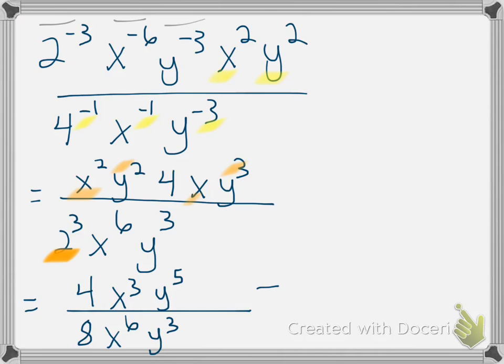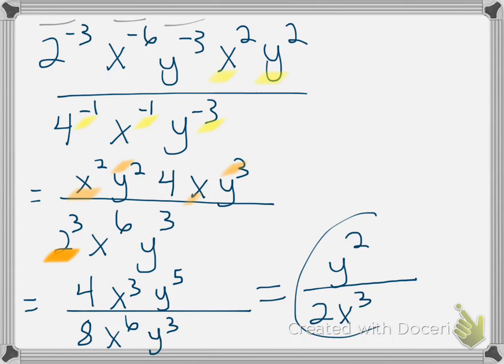Okay, and finally, last but not least, is to simplify all of your fractions, combining across that division. 4/8 does indeed become 1/2, so I'll leave that 2 on the bottom. And then x cubed over x to the 6th, it looks like there will be 3 x's on the bottom. And then the same thing for the y to the 5th over y cubed. Subtract those exponents, 5 minus 3 does give you 2, so y squared stays on top. Ta-da!